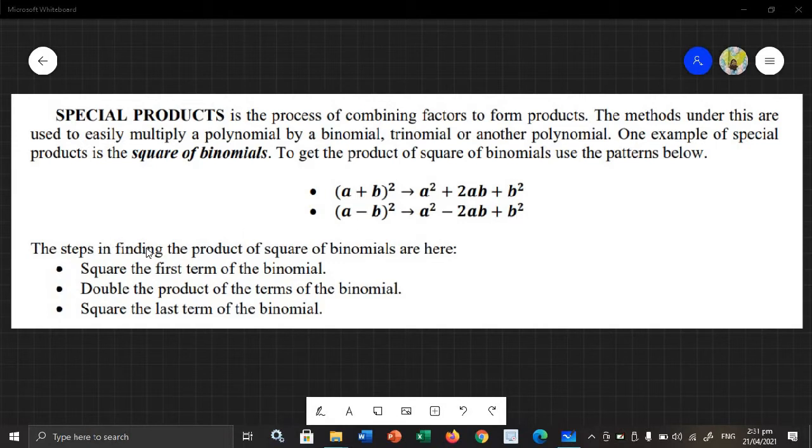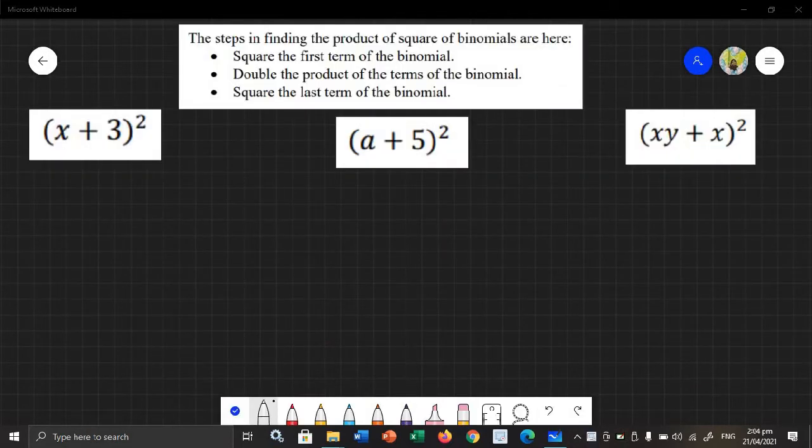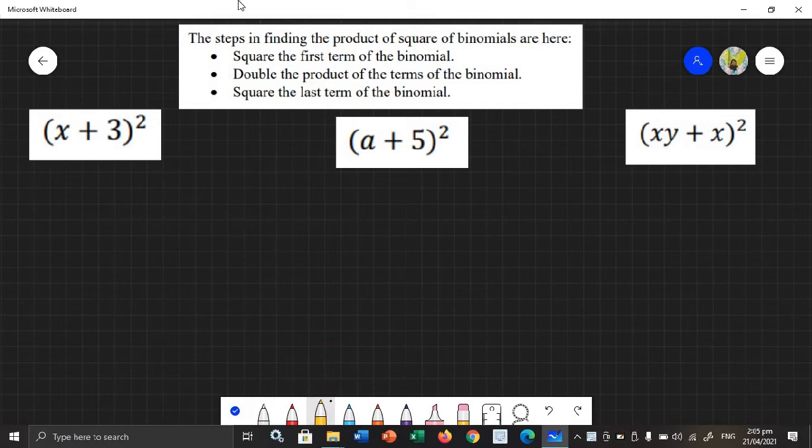And these are the steps that we need to follow in finding the product of the square of binomials. First step is we need to square the first term of the binomial. The second is we need to double the product of the terms in the binomial. And then lastly, we need to square the last term of the binomial. Okay? So let us solve some examples. So let us now solve these first three examples, which are square of binomials. These are the steps that we need to follow to find the product.